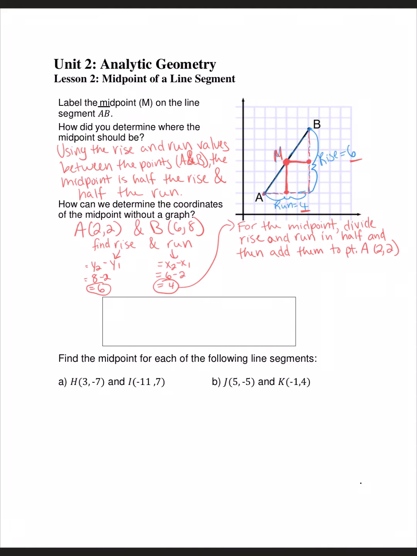So half of our run, we'll do our rise first since that's what we started with. Oh no, I'm going to do my run because I want it to be right next to it. So our run is our x values. And let's do that in another color to break it up.